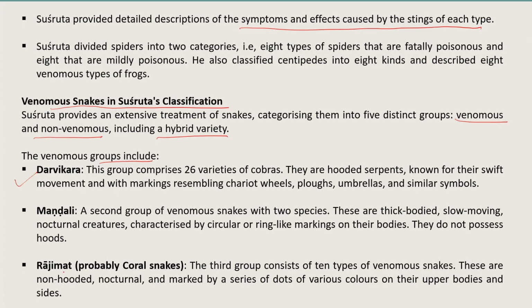Third one is Rajimat, probably coral snake. The third group consists of 10 types of venomous snakes. These are non-hooded, nocturnal and marked by a series of dots of various colors on their upper bodies and sides.